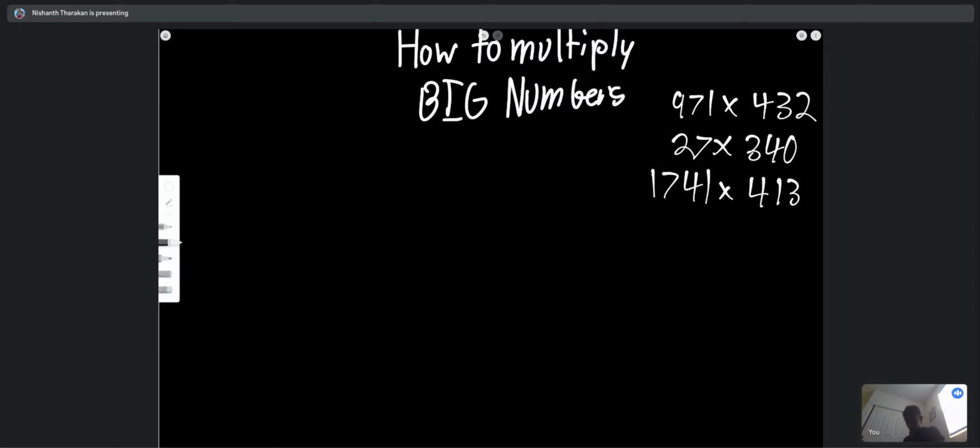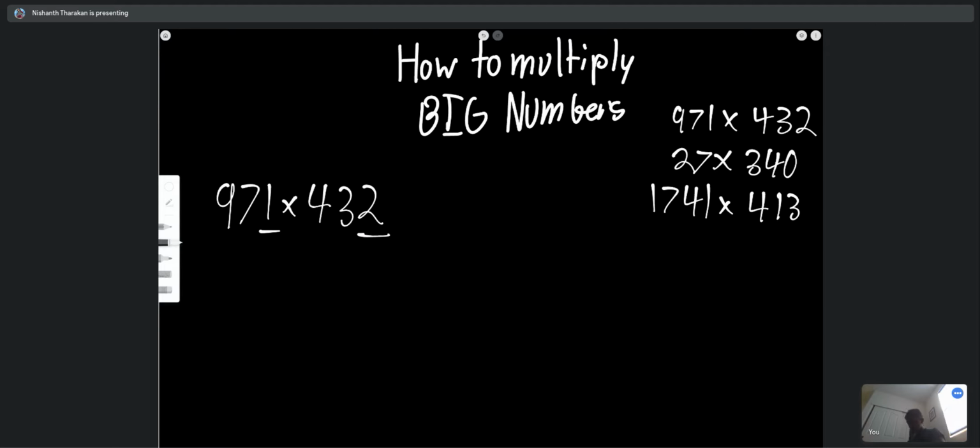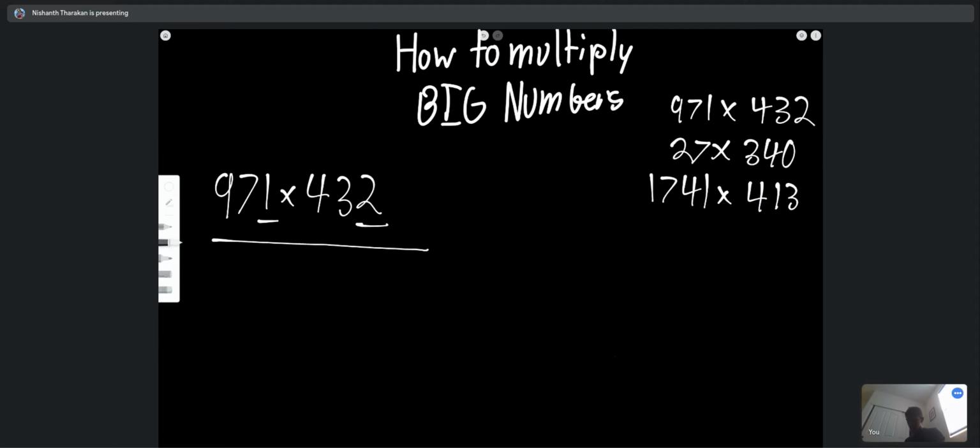So let's start off with our first example. 971 times 432. Unlike how you read English, you start from the right and then you work your way left. So our first one is we multiply each one by 2. We multiply this side by 2. And we've already multiplied this number by 2. We shift over 1 and now we multiply that by 2.